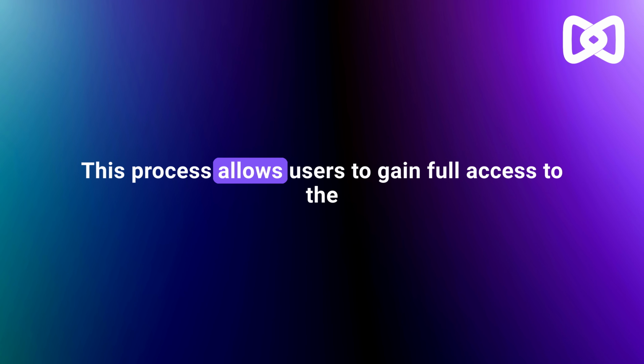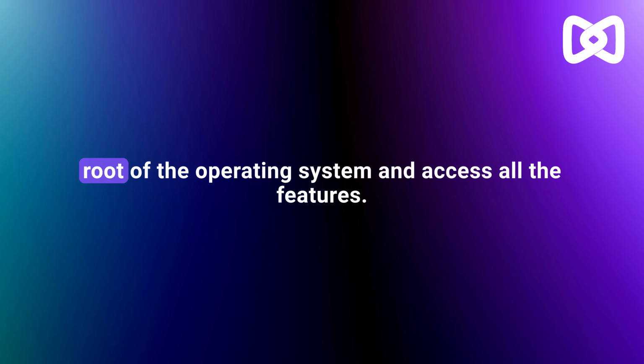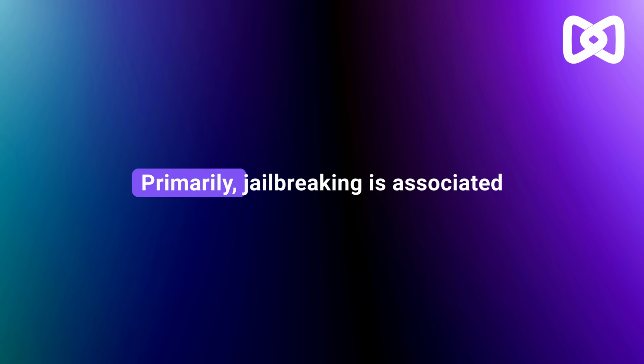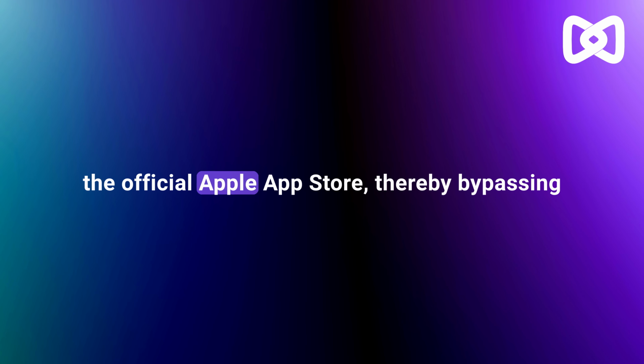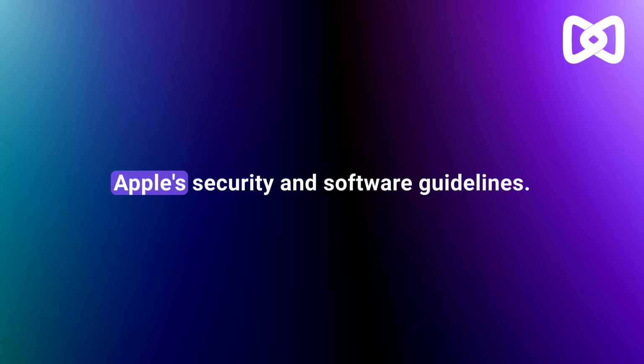This process allows users to gain full access to the root of the operating system and access all the features. Primarily, jailbreaking is associated with Apple's iOS devices. It allows users to install apps, extensions, and themes that are not available through the official Apple App Store, thereby bypassing Apple's security and software guidelines.